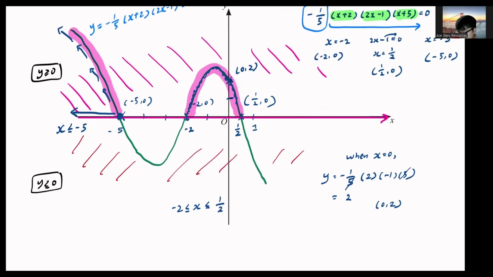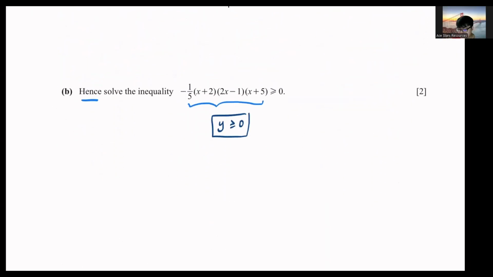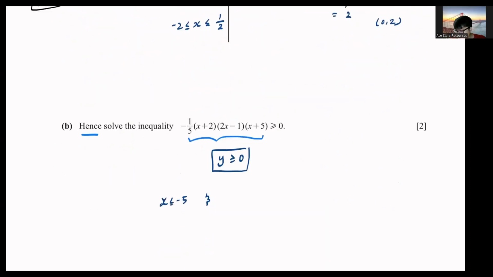So this is where the function exists. Please note that this is basically your answer: x is less than -5, and -2 is less than x less than 1/2. All right.